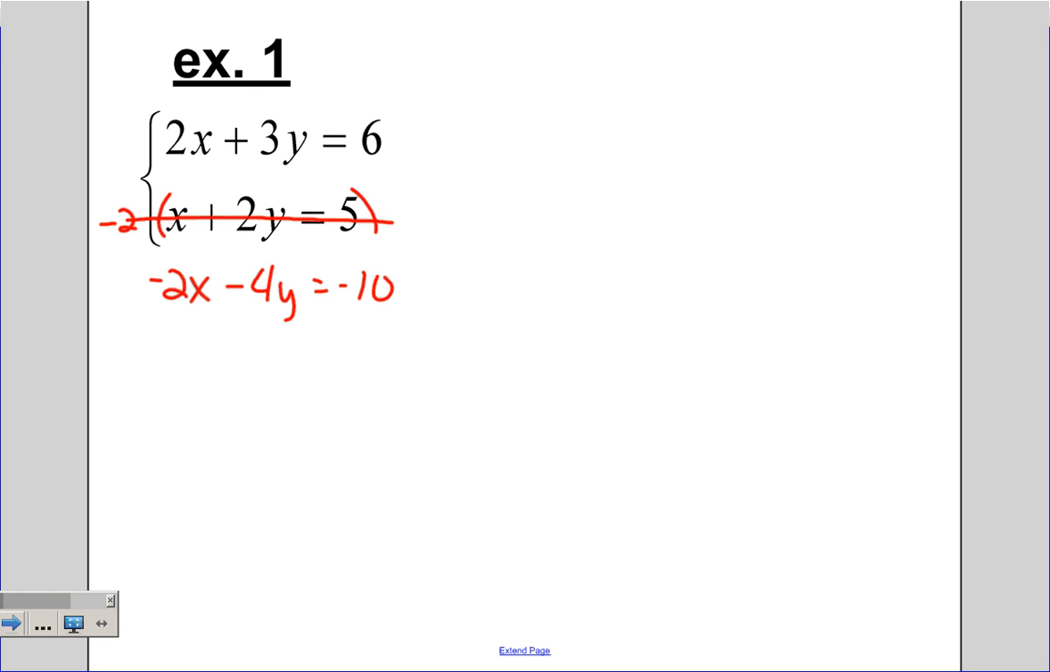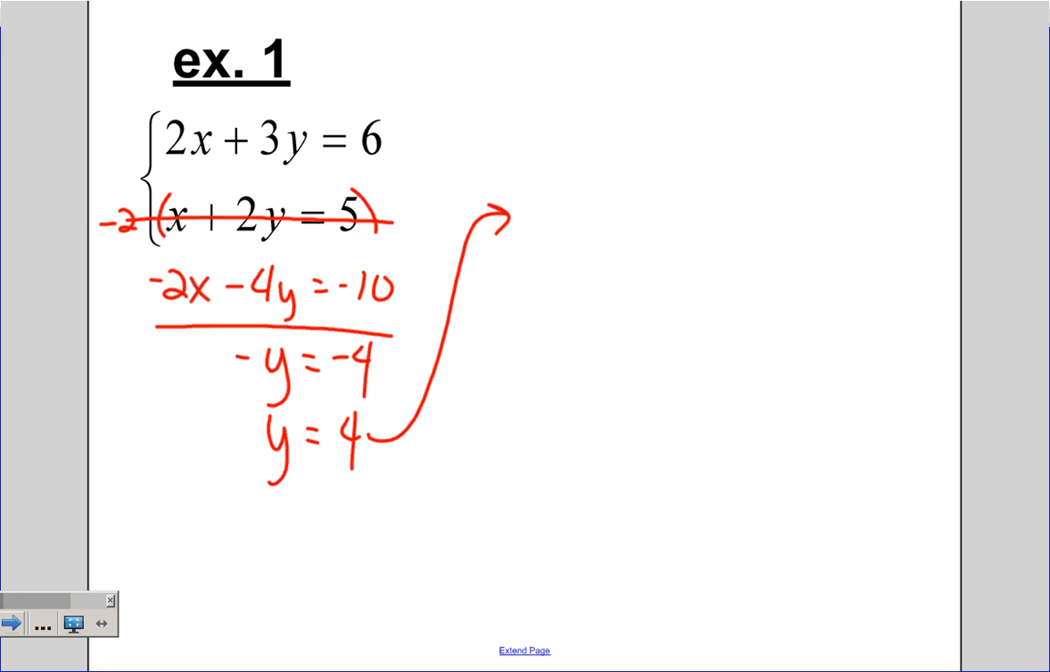working with now. All right, so now we have 2x and negative 2x. They will cancel. They will give us 0x. We're not going to write that. We have 3y and negative 4y gives us negative y. And 6 and negative 10 gives us negative 4, which we know is y equals 4. We just take the negative off. We take the opposite of each. So we have our first part.